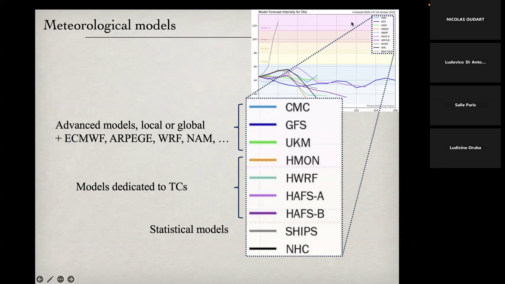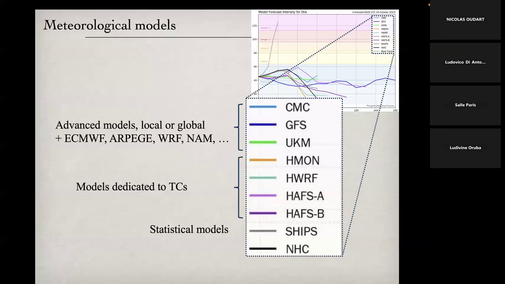tropical cyclones, we have advanced meteorological models. So among them, for instance, the American model GFS or the European model ECMWF. We have also models which make forecasts over a given area of the globe and which are dedicated to tropical cyclones. So these models include parameters which have been adjusted to reproduce tropical cyclones as well as possible. So these two types of models are based on the mathematical equations. So the equations which describe how the winds, the temperature, the humidity will evolve within the atmosphere.